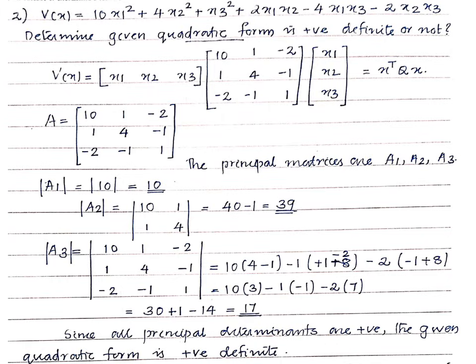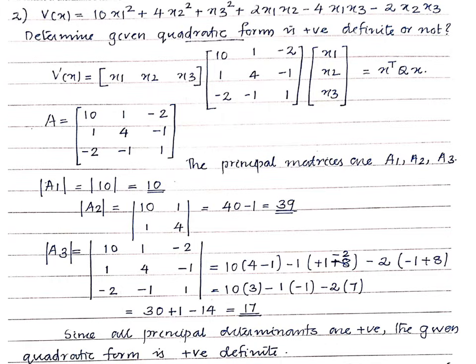The second question is given in the figure. We know V(x), and from V(x) we have to arrange the matrix A. It's a 3 by 3 matrix. We know how to form the matrix A. Then 3, 10, 4, 1 are arranged on the diagonal. Then the coefficient of the x1 x2 term is 2, so we take 1 in the 1,2 and 2,1 slots.